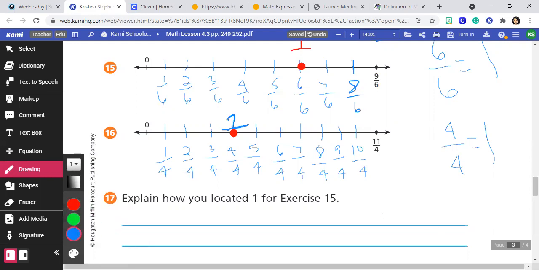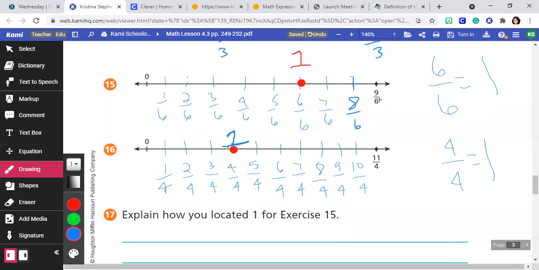Okay. So let's talk about this. How did we locate 1 for exercise 15? Well, if you remember when I did this, we first remembered that our denominator and our numerator have to match to equal 1. And so our denominator is 6, so we were looking for 6 over 6. But because we had no idea how big these sections were, we had to estimate. And so I started here at the front and I worked my way backward. I don't know if I erased on that one or just 16, but we started at the beginning and worked our way backward to estimate.